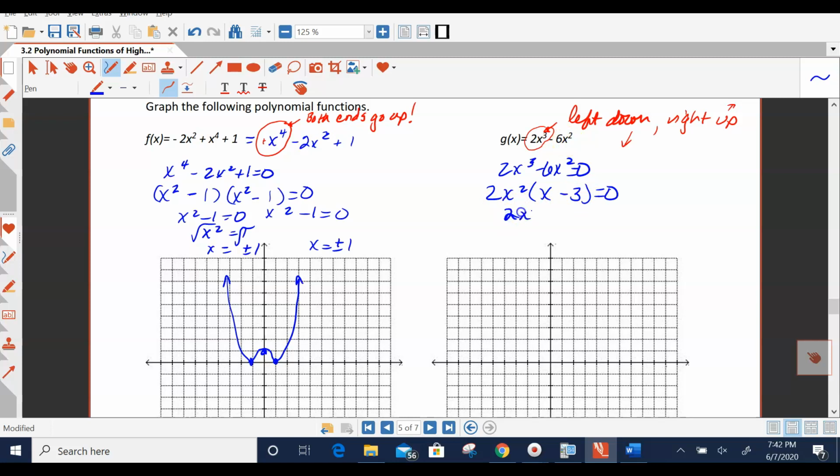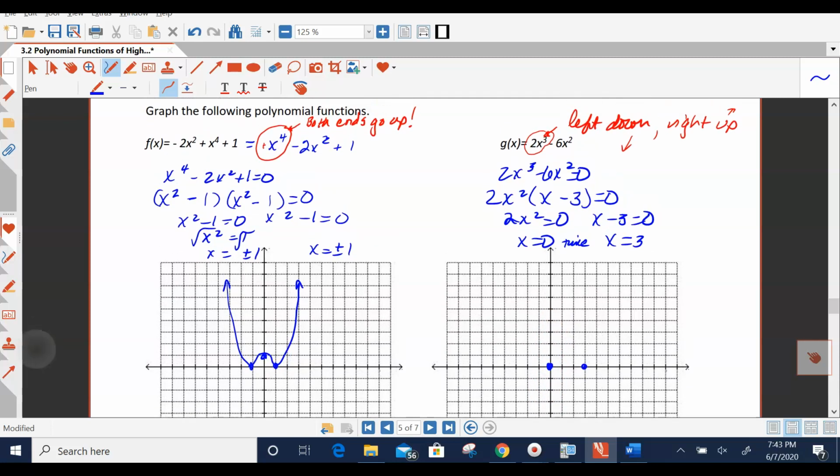It's factored, so let's set the first one to 0. Let's set the second one to 0. One answer is 3. And because of this square, I'm going to end up with x equal to 0, but it's going to occur twice. So I've got a zero of 0. I've got a zero of 3. The y-intercept is going to be 0, 0. Whenever your x-intercept is 0, 0, your y-intercept is going to be 0, 0.